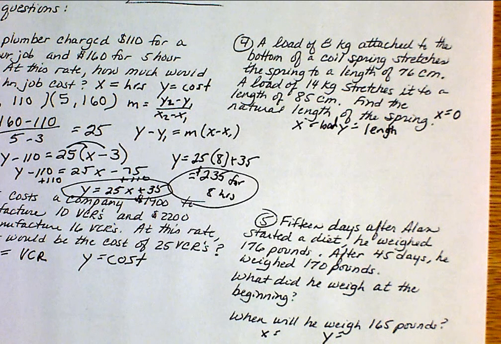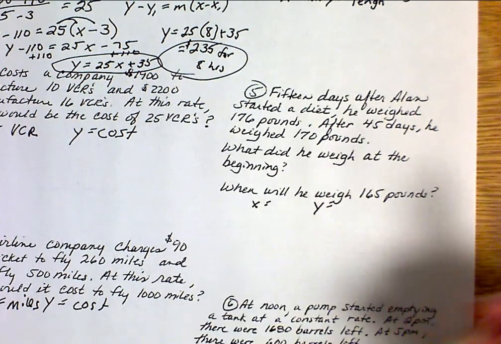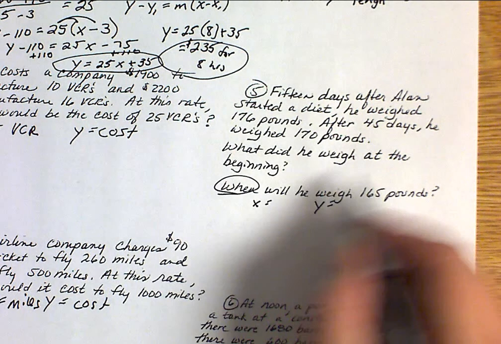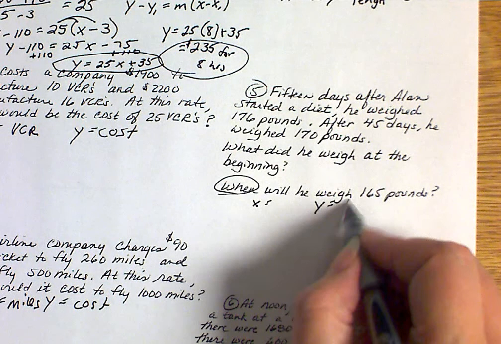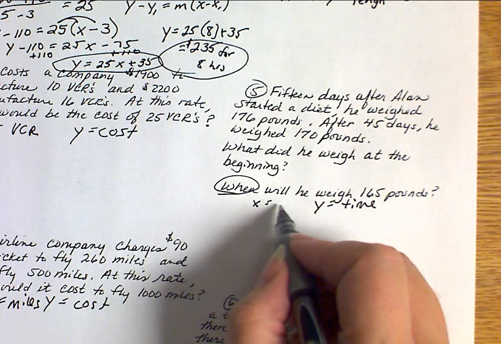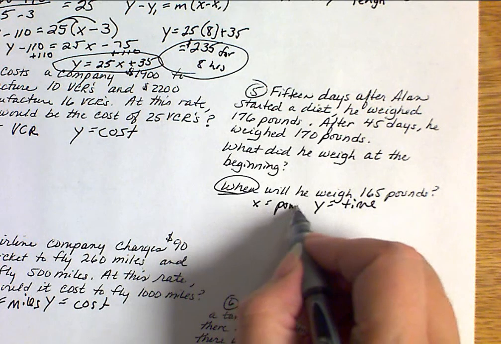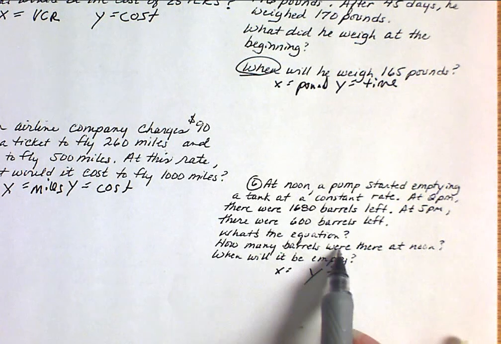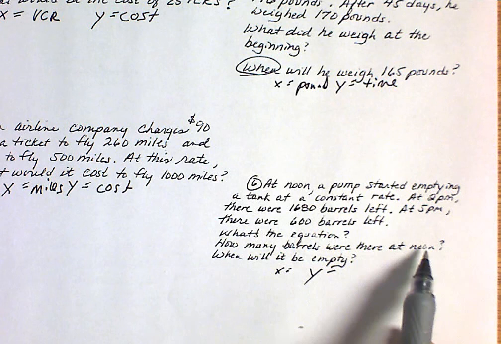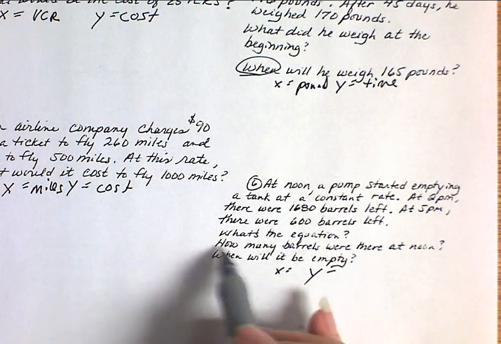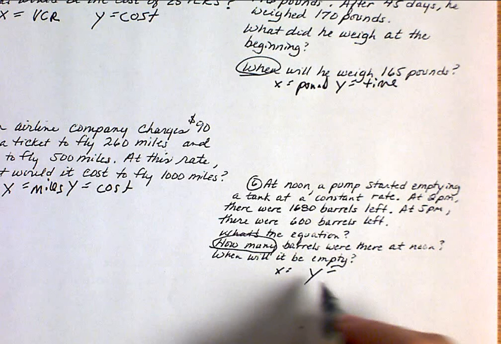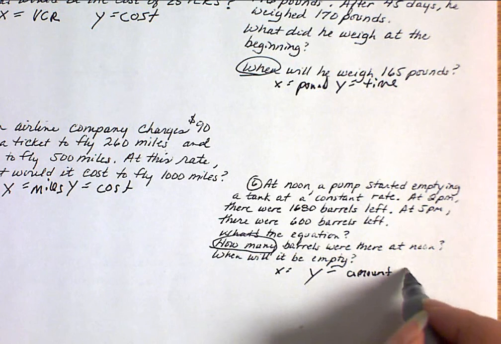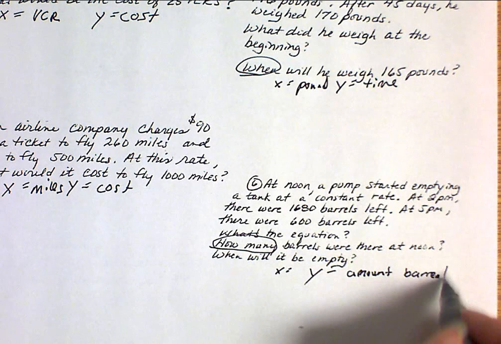All right, going on to 5. When will he weigh? So your time is your y, and your pounds is your x. And then here it says how many barrels were there at noon. So the amount of barrels is your y, and x would be time.